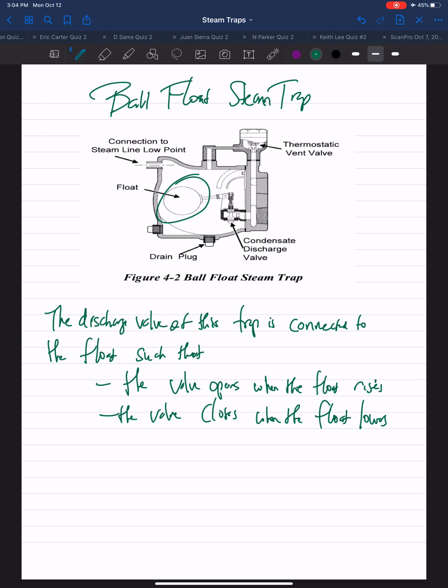In normal operation, condensate and steam enter into the chamber. As the level rises, the float rises, causes the valve to open, and the condensate is blown out of the trap. It works sort of like the float ball in your toilet tank. Pretty simple operation. Once the level goes down, the float goes down, and the valve closes.